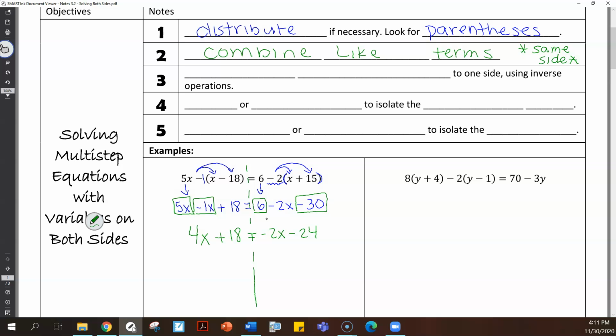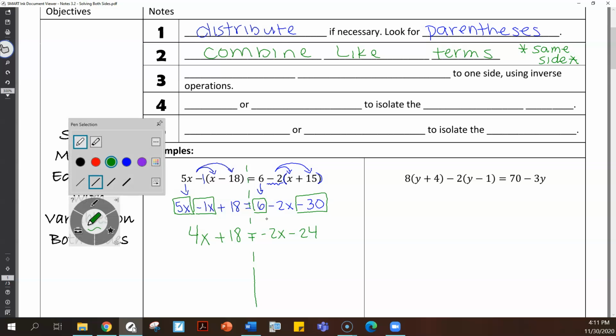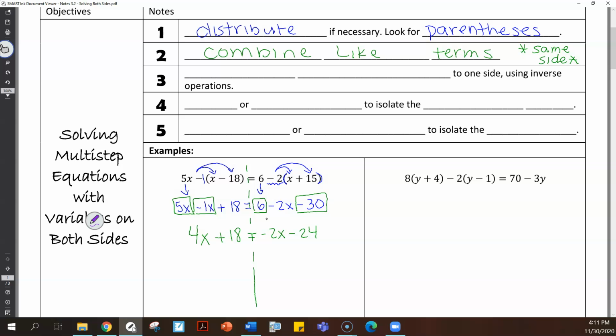Now I've combined my like terms. I put my x's together here to get 4x. I put my constants together here to get -24. So now I have 2 terms on each side. This is where we start to differ just a tiny bit from what we've done previously.